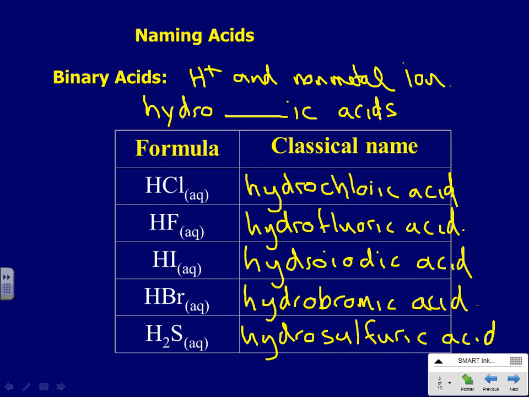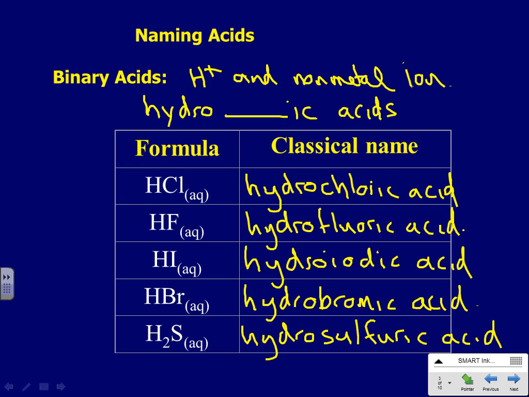Hydrosulfuric acid. Notice it has two H's, and that's because if we cross over the 2 charge and the 1 charge, we get 2 H's for every 1 S. The rest of them are all -1 charge, so when we cross over the 1 and the 1, it becomes just HCl, HF, HI. You'll notice most of them are in group 17, and then we also have this one here. All right? Okay?